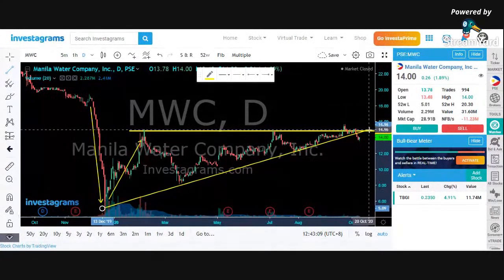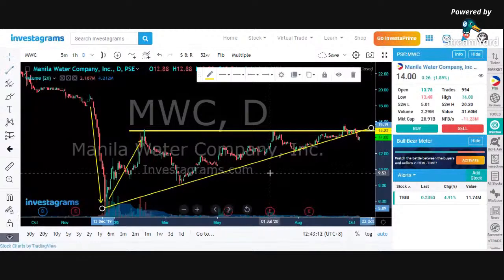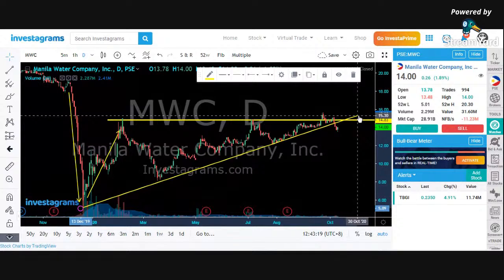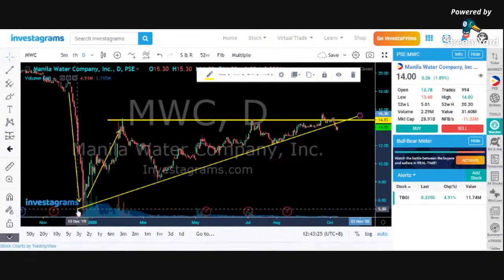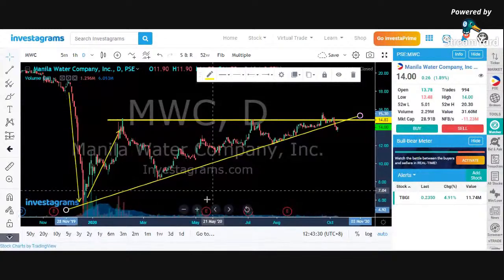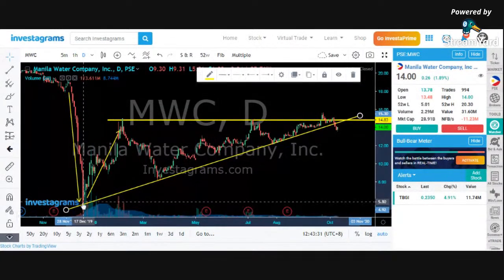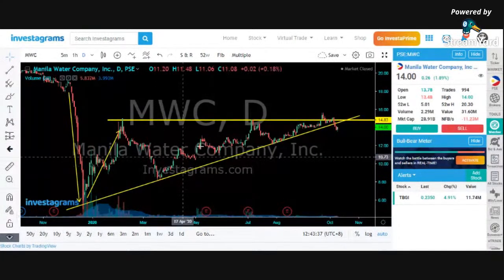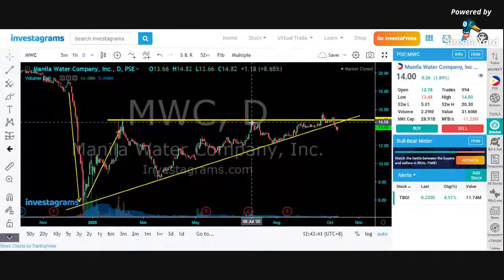I can put it here because it touches how many times here. So I can put this line here. Okay, I will adjust the line here to touch the other areas. Okay, so this is the area of support, this one. The price is going up and then hitting again this area. So it means this is a resistance area. And take note, this is the area where the seller is waiting.